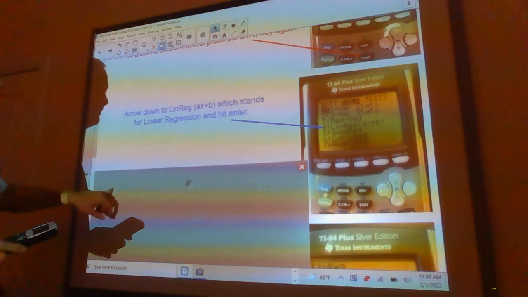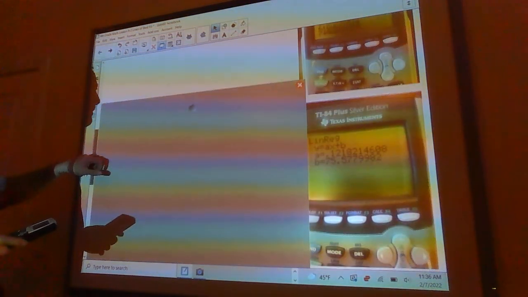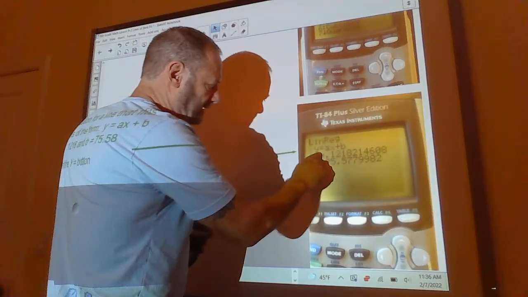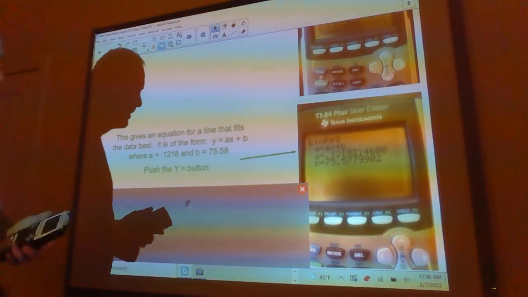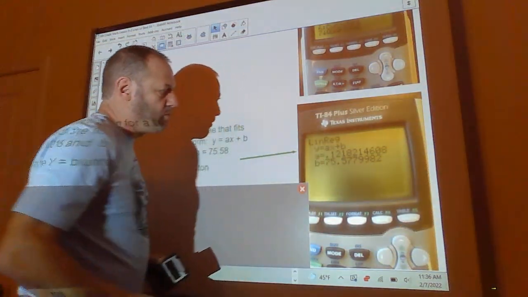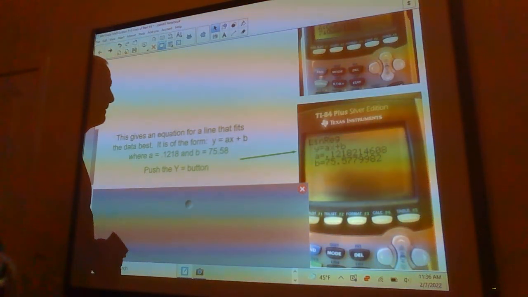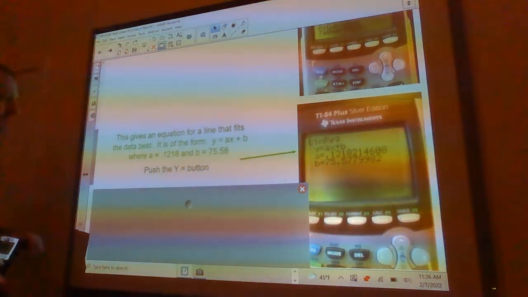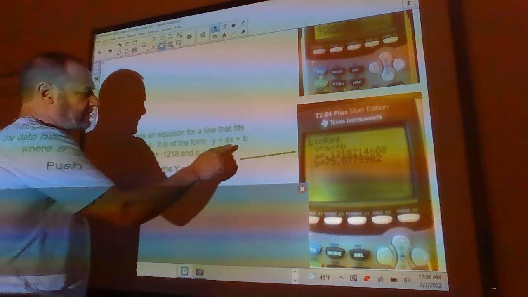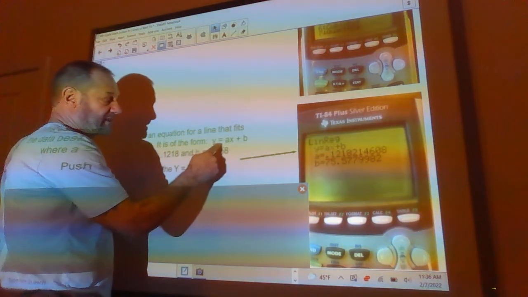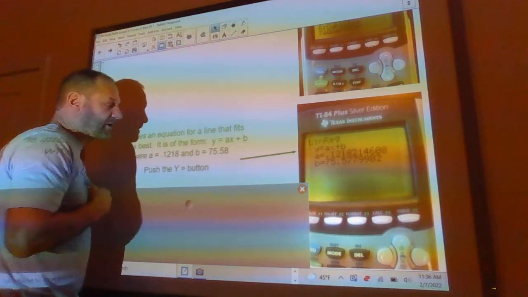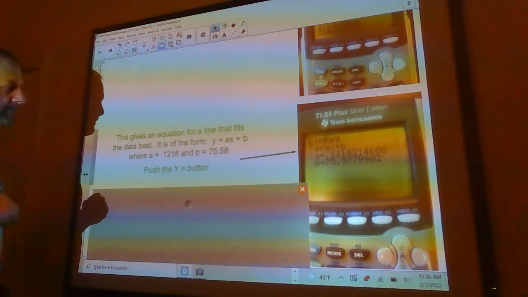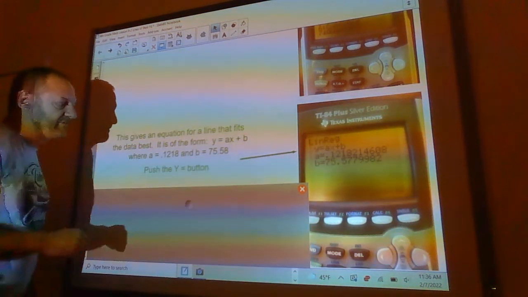Okay, and what it will do is calculate this right here. It says y equals ax plus b. And on this one, it says a is 0.121821, and so on, and b is 75.577. So this is the equation y equals ax plus b. Remember, that's the slope-intercept form of a line. So a, the slope, is 0.1218, and b, the y-intercept, is about 75.58.